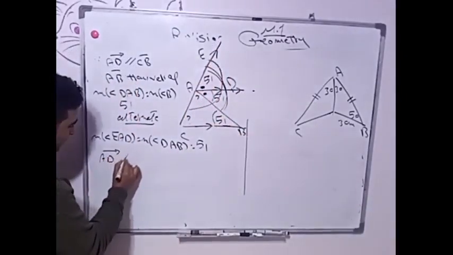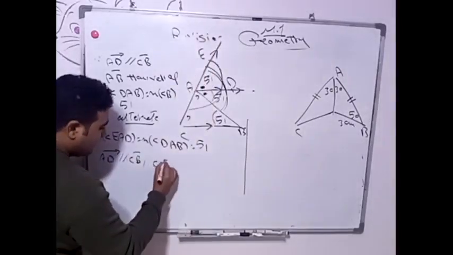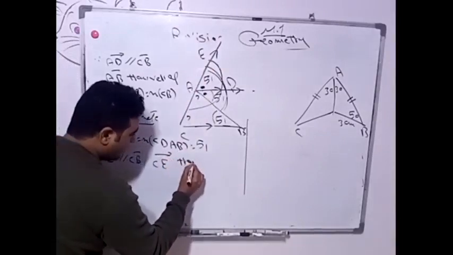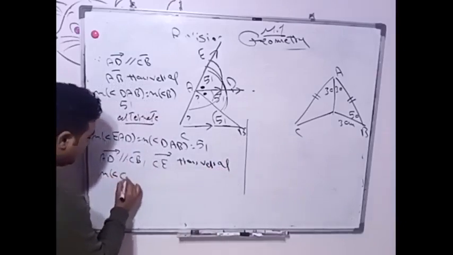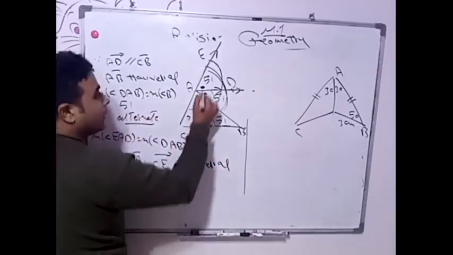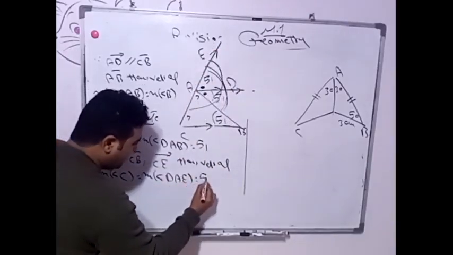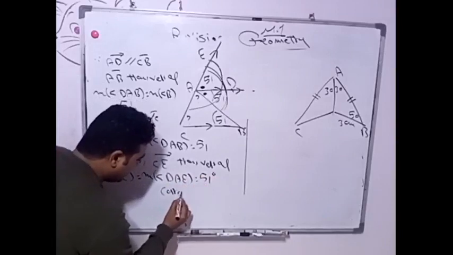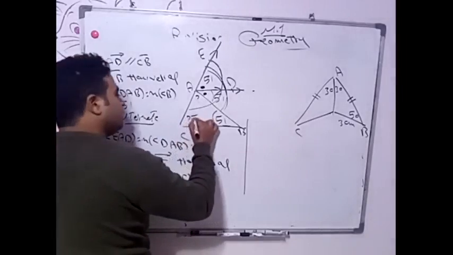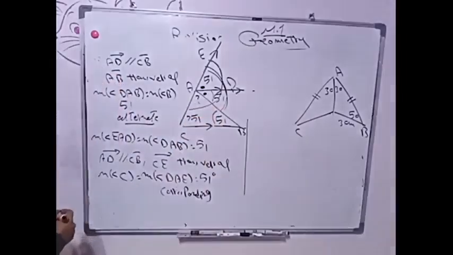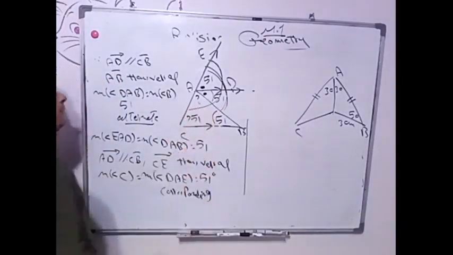AD parallel CB. But we have CE transversal. So now I have measure angle C equal measure angle what? DAE. DAE equal 51, corresponding angle, letter F. This is 51. I want to find the third angle from the sum of interior angles: 180 minus open bracket 51 plus 51 gets the third angle.